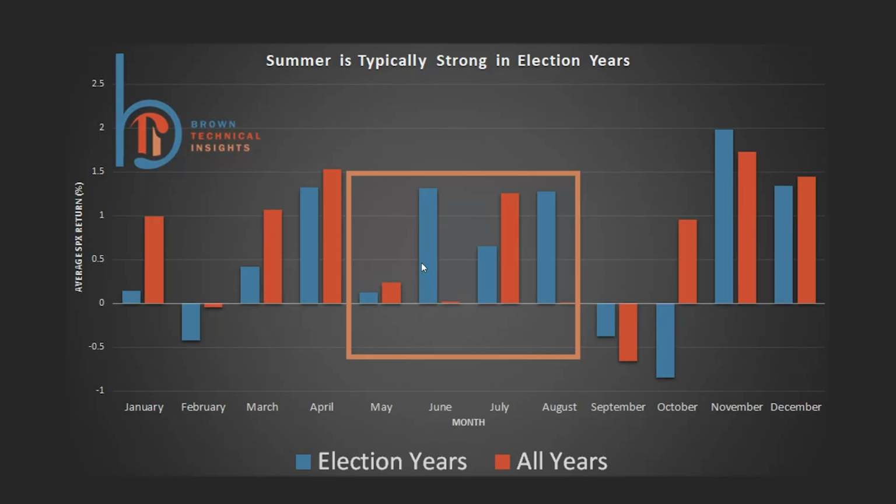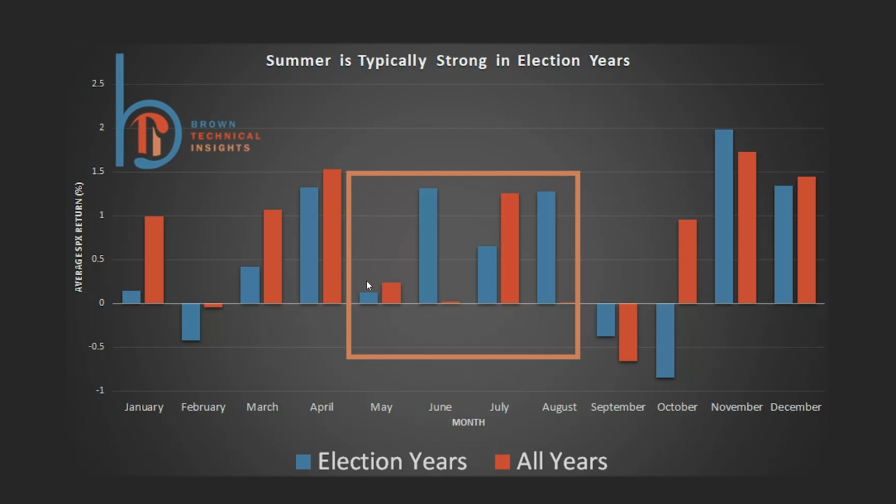So what's the good news? So here's some potential good news. This chart I've got up now came from a good friend of mine, Scott Brown, at Brown Technical Insights. He's a very good technical analyst. And you can see that typically the summer months in the stock market are relatively weak, or they have been historically for a long period of time. That's been changing recently over the last 8 to 10 years.